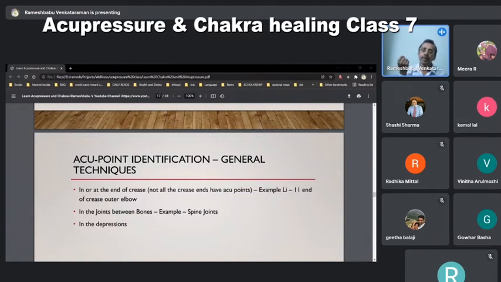Then the next one is in depressions, right? For example, if you take here, there are some depressions. Similarly, here also there is a depression. So here also there is a depression. The points are there in the depression.